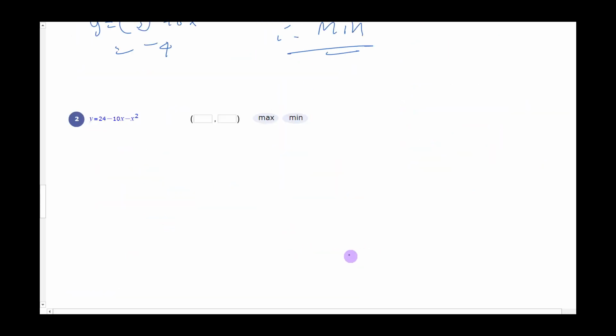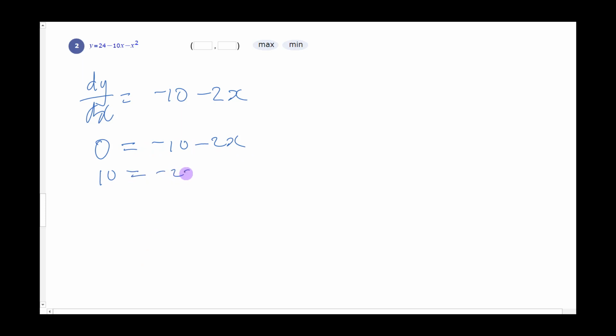Right, let's do one more of those. So we're going to find where there's a turning point or stationary point, and then we're going to find out if it's a maximum or minimum. So first of all, we're going to differentiate. 24 goes to nothing, minus 10x goes to minus 10. Minus x squared goes to minus 2x. I'm assuming by now you can differentiate. We remember stationary points are where this equals 0. So 0 equals minus 10 minus 2x. So 10 equals minus 2x, so minus 5 will be equal to x.